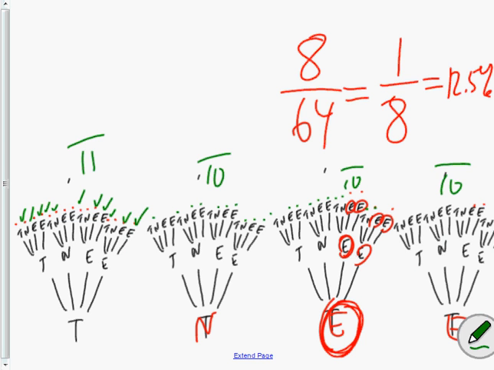Did I miscount over here? Is there only supposed to be 10 over there? Does anyone know?